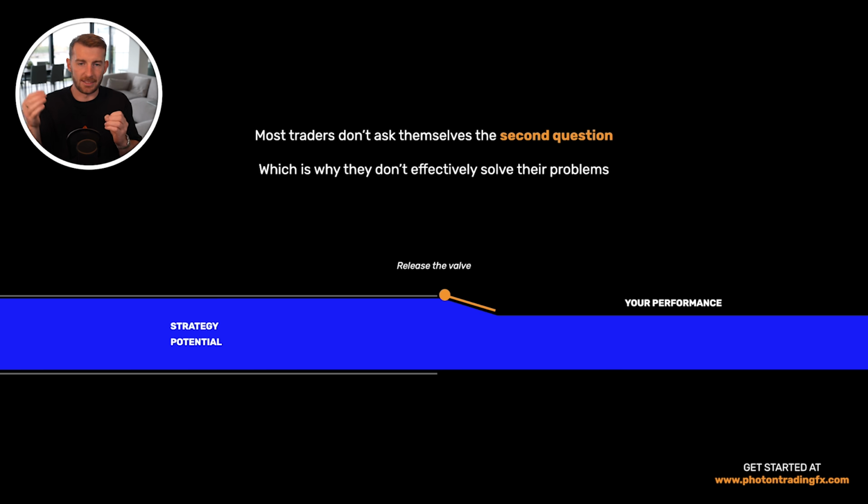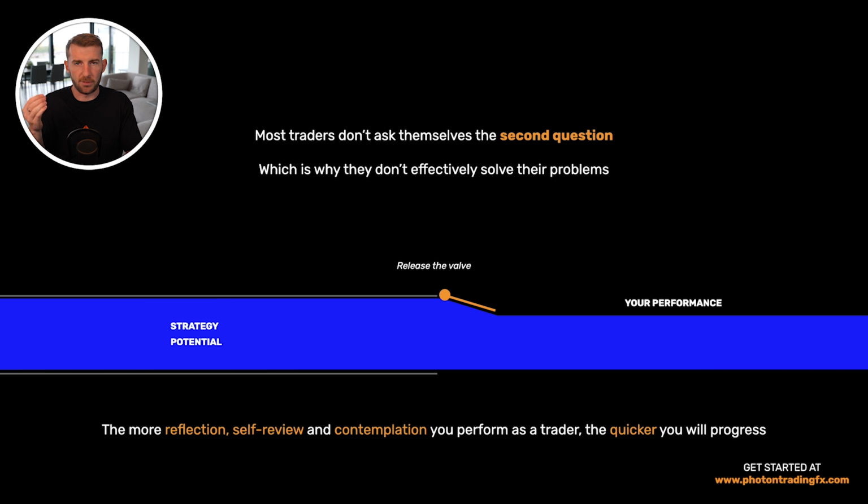But the problem is, as it says here, most traders don't ask themselves that second question, which is, why do I have this problem, right? And that's why you can't effectively solve the problem. So the more reflection, self-review, and contemplation that you perform as a trader, the quicker you will progress. Journaling, reviewing a journal, doing that on the weekend, it's not the sexy stuff. Most of us don't enjoy it. But I would say probably the majority of people who have got that consistency over the years, they went through this process, okay?